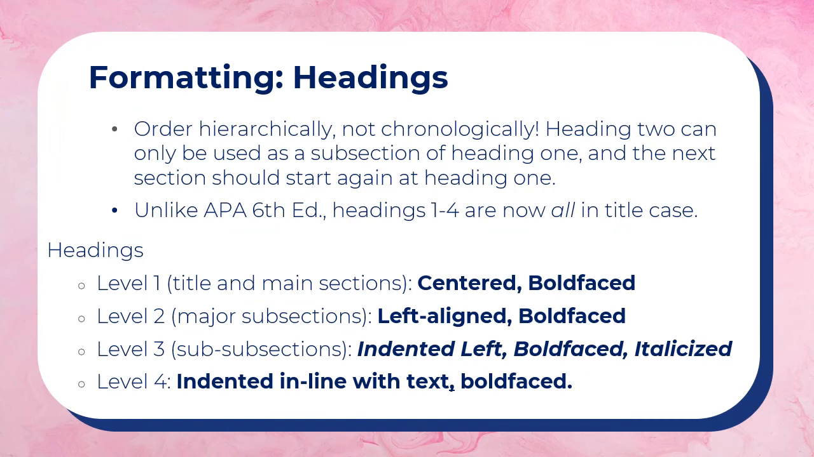Section headings in APA follow a specific hierarchy. It is important to note that these headings are used to organize main ideas and their key points, not to count the number of topics. Heading 1 houses heading 2, and heading 2 houses heading 3, and so forth. If you move on to a new main section, go back to heading 1 to label it. Unlike APA 6th edition, all headings are now written in title case.